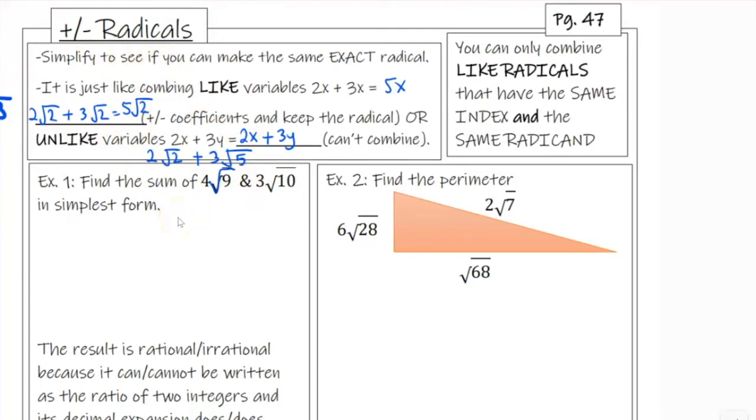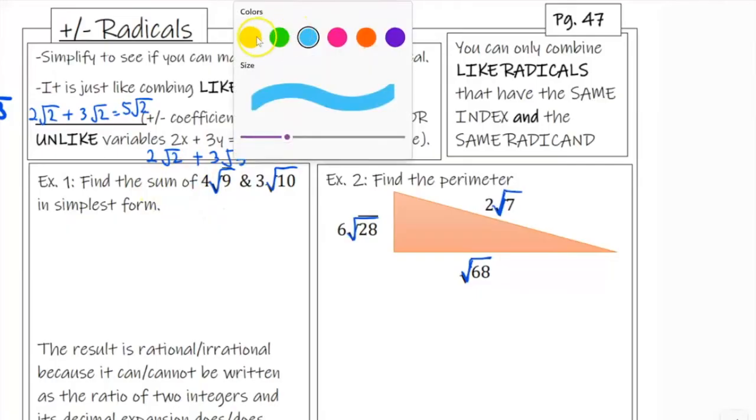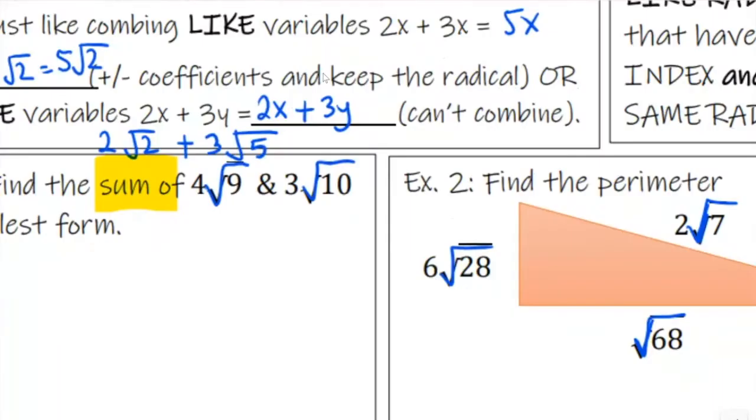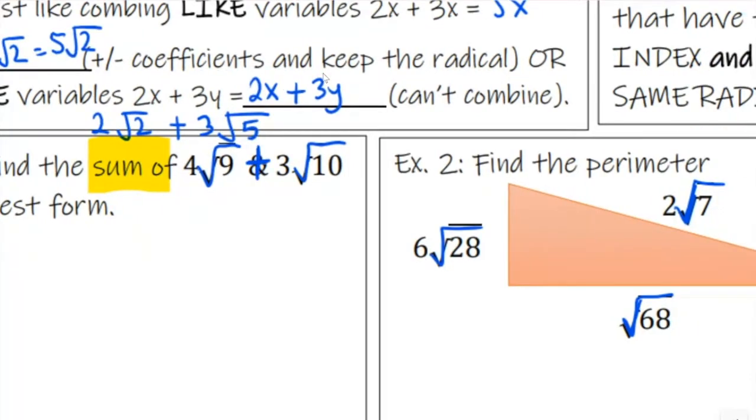Again, please go ahead and draw in the square roots for me. All right, so I'm going to do example 1. Find the sum. What does the word sum mean? Adding. So we're adding these two. Because we are adding, we have to be careful. We cannot add or subtract unless the index is the same and the radicand is the same. So 9 is not equal to 10, and right now I can't add or subtract. But sometimes you need to simplify to see if you can make it the same. This means plus, so I'm going to change that to plus because it says sum.